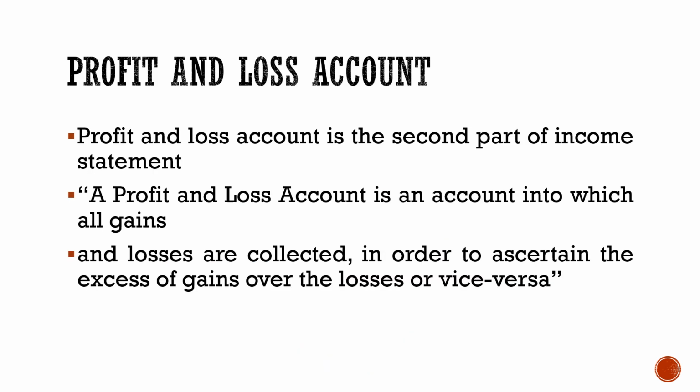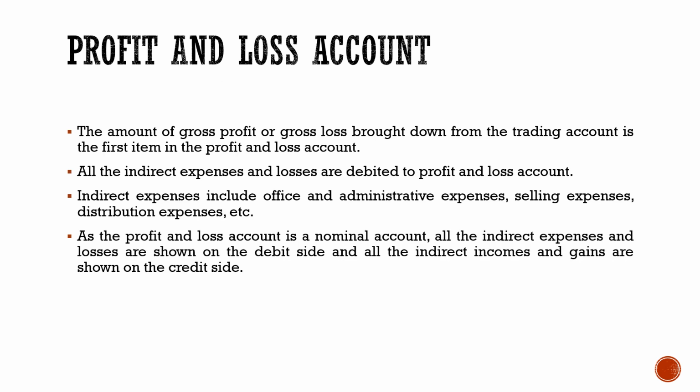So in income statement, we have two parts. The first part is the trading account, that is what we saw. The second part is a profit and loss account. A profit and loss account is an account into which all gains and losses are collected, in order to ascertain the excess of gains over the loss or vice versa. The amount of gross profit or gross loss brought down from the trading account will be the first item in the profit and loss. So for doing profit and loss, you have to know the gross profit and gross loss. That is the first step.